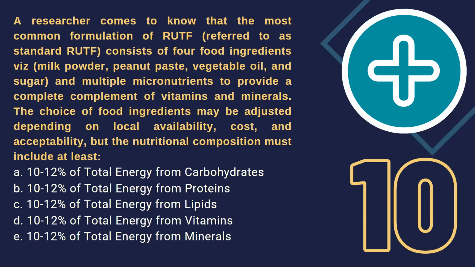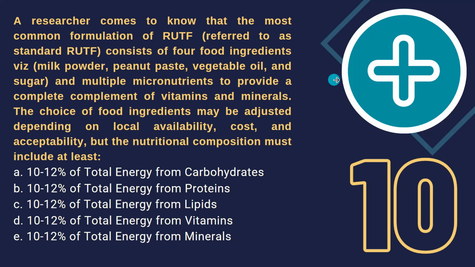visitor. A researcher comes to know that the most common formulation of RUTF, referred to as standard RUTF, consists of 4 food ingredients, that is milk powder, peanut paste, vegetable oil, and sugar, and multiple micronutrients to provide a complete complement of vitamins and minerals.